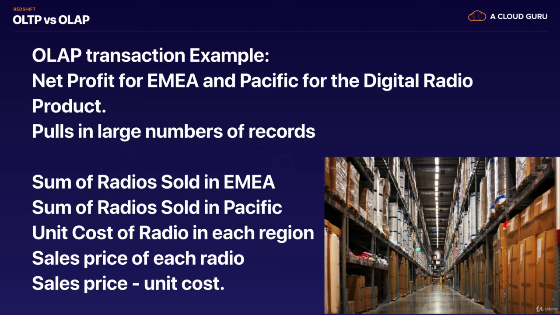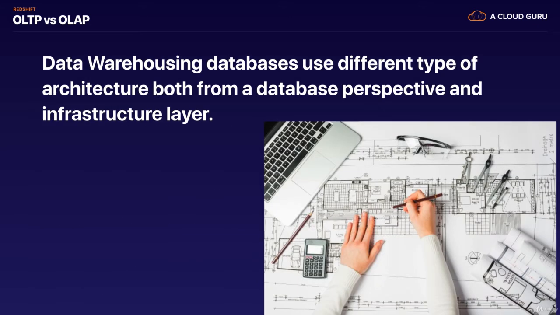It's going to add up the sum of all radios sold in EMEA, so Europe, Middle East, and Africa. It's going to add up the sum of radios sold in the Pacific. It's going to grab the unit cost of the radios in each region. It's going to take the sales price of each radio in each region, and then it's going to calculate the sales price minus the unit cost. And you can imagine the sort of queries that it's going to be running to do this.